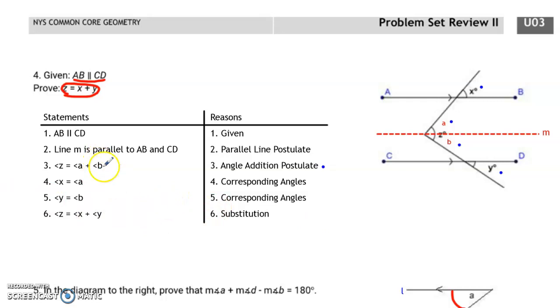Notice I didn't do transitive property because I didn't take an entire equation and substitute it. I took part of the equation, which was angle A, and I replaced it with angle X. I took another part of the equation, which was angle B, and replaced it with angle Y.